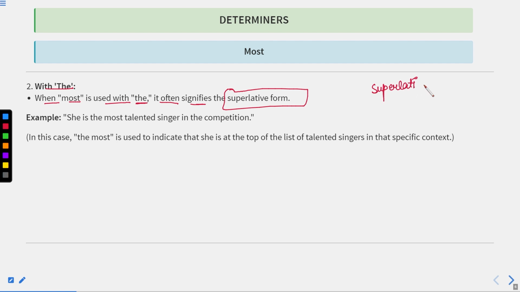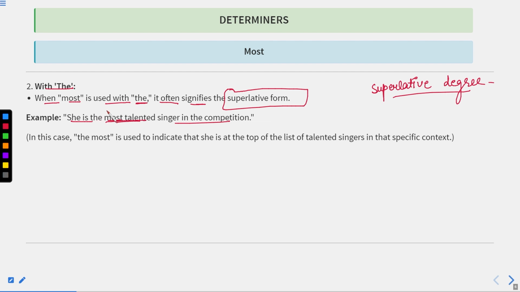As I told you, the superlative degree of adjective is when we compare one to all and we say that this is at the highest or the topmost point or the deepest point. Now, example: she is the most talented singer in the competition. It means there was no other singer in the competition who was more talented than her. That is why I have said she's the most talented.